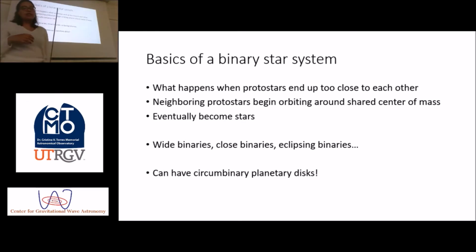Eclipsing binaries usually orbit in such a way that one of the stars will pass between the other and Earth, and so we are usually able to tell because it kind of flashes, or there are changes in the luminosity of the star. You can also have circumbinary planetary disks, so a disk orbiting around both of these binary stars. And so I want y'all to keep that in mind.